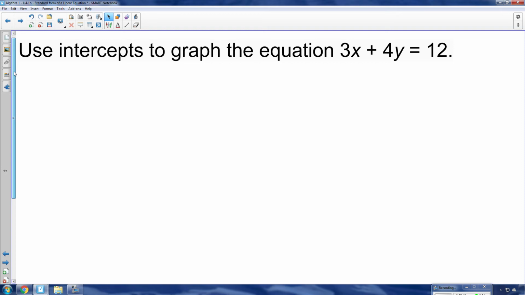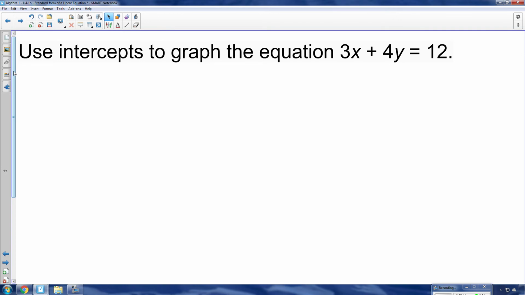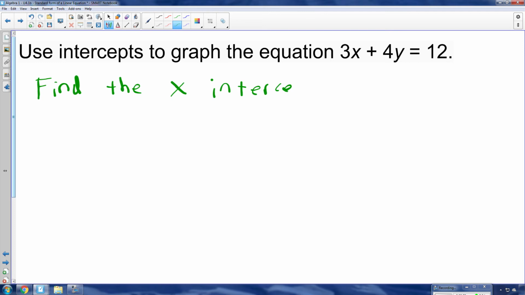That's easy enough. But the equations, I think, are a little harder. So let's look at this right here. Use intercepts to graph this equation. So what are we going to do? Help me find the x-intercept, which I think we were doing in green before on the video. So let's find the x-intercept. What does your paper say about finding the x-intercept? Yep. Change y to 0. Perfect. So we're going to let y equal 0.